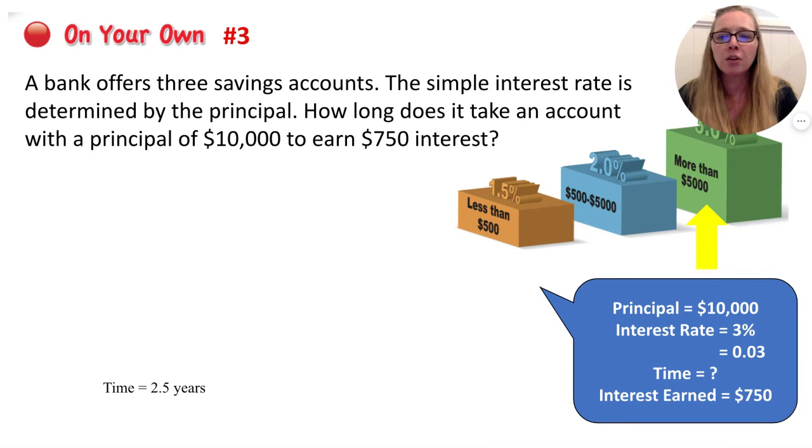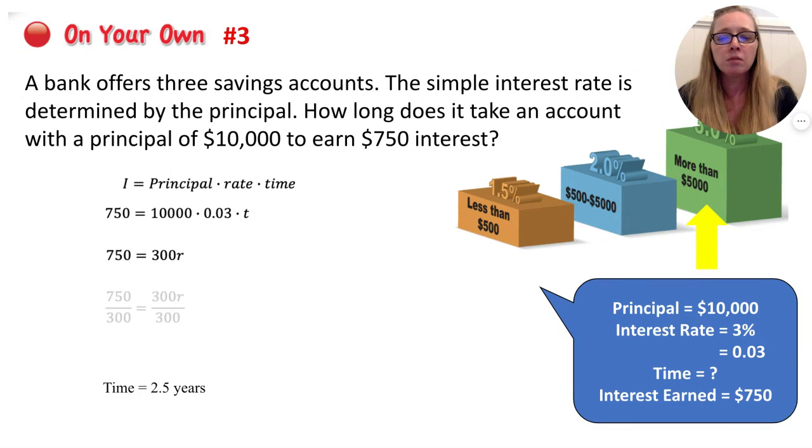All right, last on your own problem. Going back to the diagram with the 3 different options from the bank, we have $10,000, and we want to know how long is it going to take us to earn $750 interest. So we are in that 3% category for the interest rate. So we have I equals P times R times T. We're going to use T as our unknown. Divide both sides by 300, and t equals 2.5, or our time is 2.5 years.